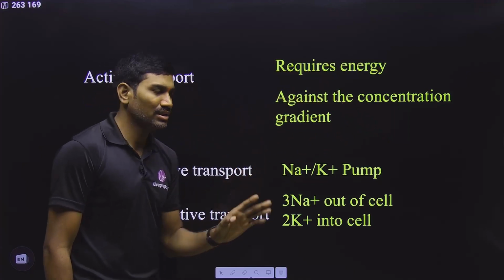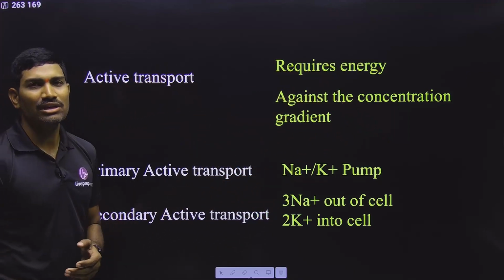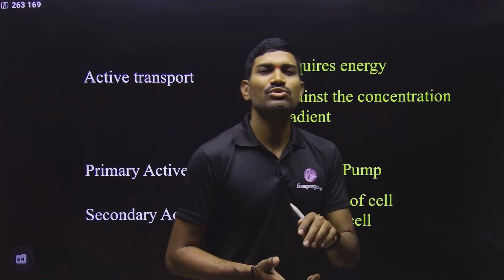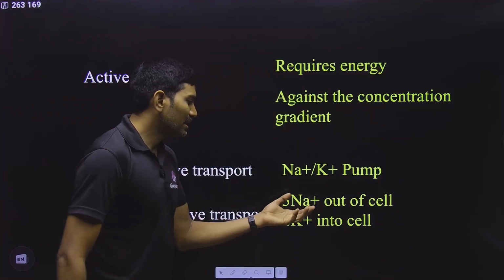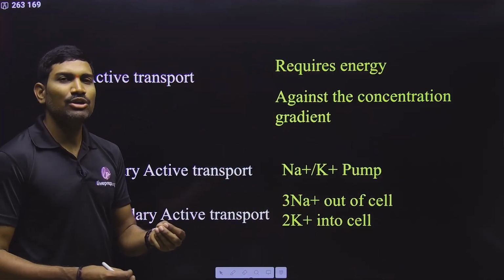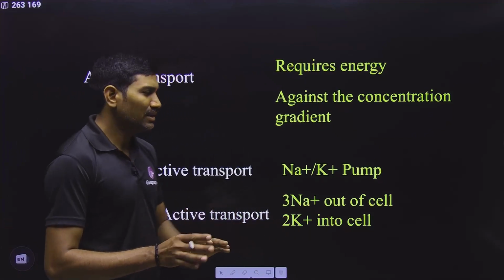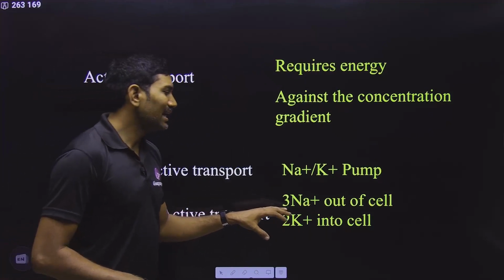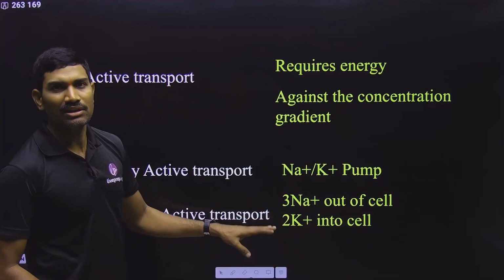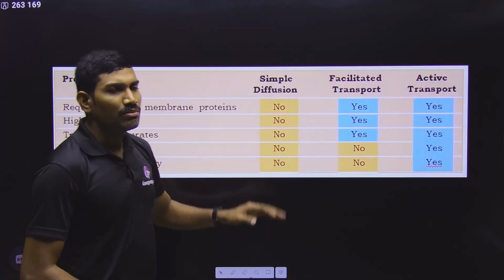In secondary active transport, energy is used indirectly. The gradient created by one may be used for the other. So ultimately energy is required, but ATP may not be directly used in this particular case. So this is how it is about the transport.